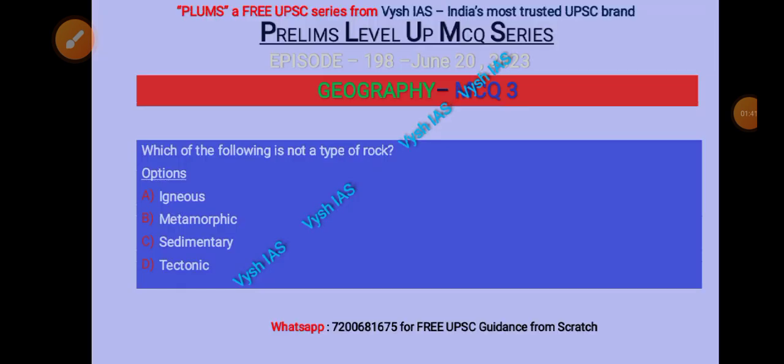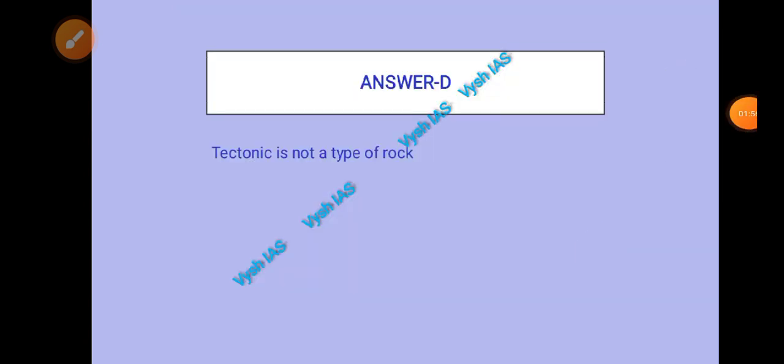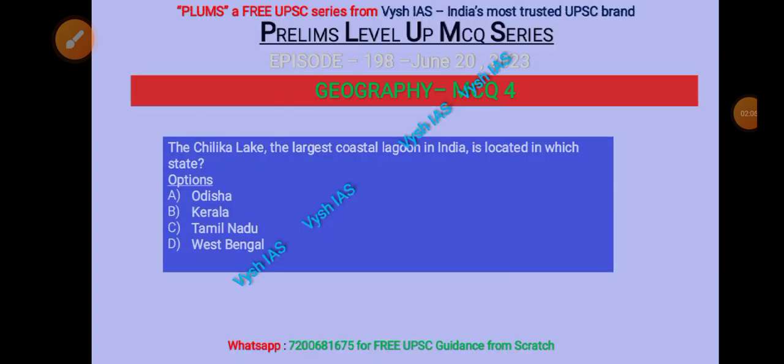Now the third MCQ: which of the following is not a type of rock? Again, a very easy question. Options are igneous, metamorphic, sedimentary, and D tectonic. Let us see the answer. The answer is D. Tectonic is actually not a type of rock. These are the crustal plates, and the movement of these tectonic plates causes earthquakes and tremors.